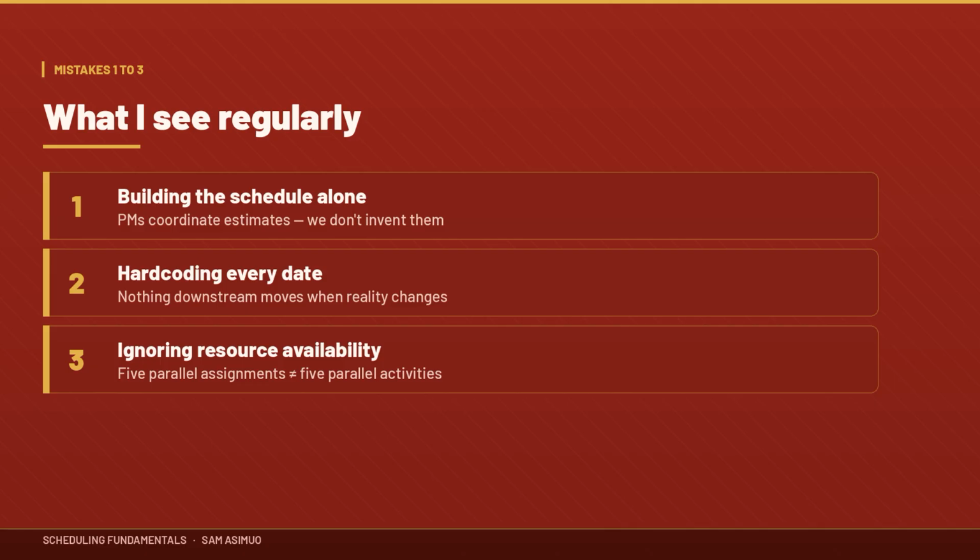Mistake 2. Hard coding every date. Instead of connecting activities with dependencies, some schedules have manually entered dates everywhere. The problem is that when one activity changes, nothing downstream moves automatically. Use dependencies wherever appropriate. Mistake 3. Ignoring resource availability. A resource assigned to 5 simultaneous activities doesn't mean 5 activities will happen simultaneously.